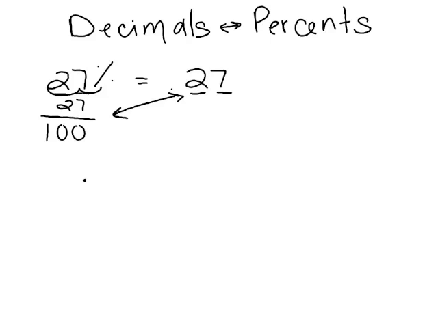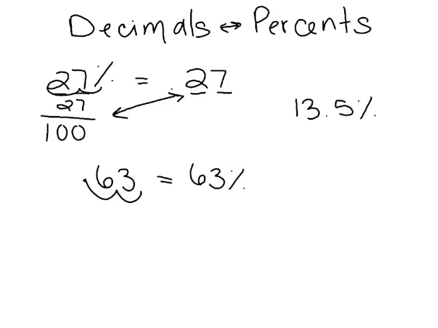If I have a decimal and I need to convert that to a percent, my decimal moves the other way. So 0.63 turns into 63%. What if I had 13.5%? Still working with hundreds here, so my decimal needs to move how many places? 1, 2. 0.135 would be the decimal equivalent.